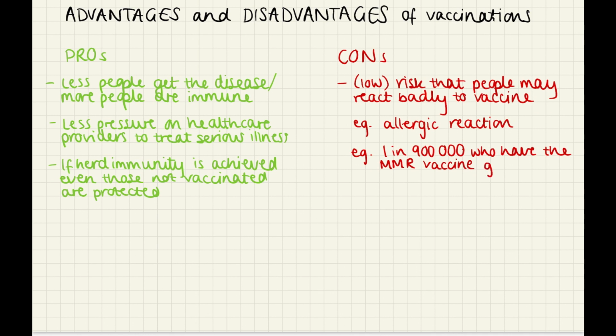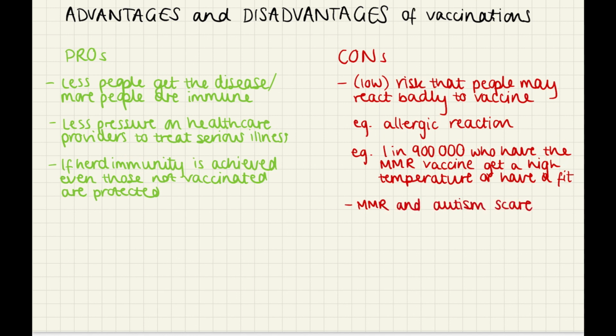And then, linked to the MMR vaccine again, you may have heard about this. It was in the news a long time ago. There was a scare created by the media based on one bad piece of research that suggested there was a link between MMR and autism. So I'll show you a bit more information about that on the next slide.